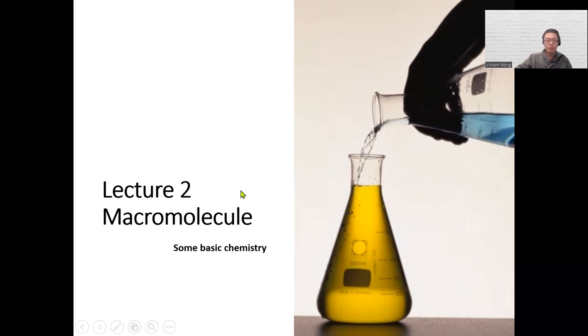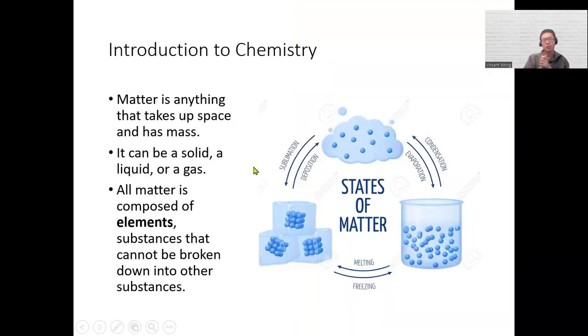Okay, so I know you had your chemistry class already, two classes of it. So maybe some of this stuff is revision. If not, that's okay as well. So, introductory chemistry. These are chemistry concepts that we need for understanding macromolecules. Matter, what is matter? Matter is anything that takes up space and has mass. So it has volume and it weighs something. It can be solid, liquid, or gas.